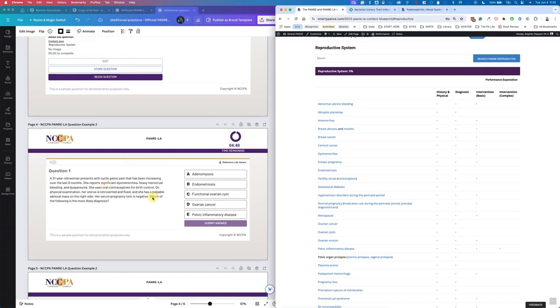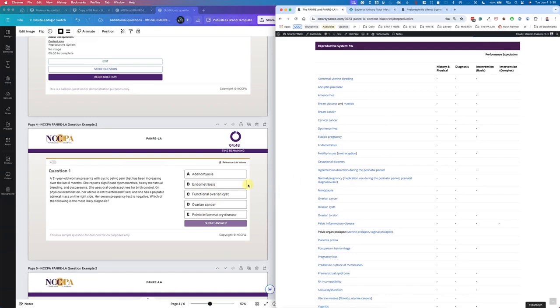Read the lead-in sentence first. Which of the following is the most likely diagnosis? Okay, so we're looking at a diagnosis. Quickly read through here. It's reproductive, so these are all reproductive options. Most of these correlate with diseases here, so we have to narrow down our differential. So let's go ahead into the first sentence.